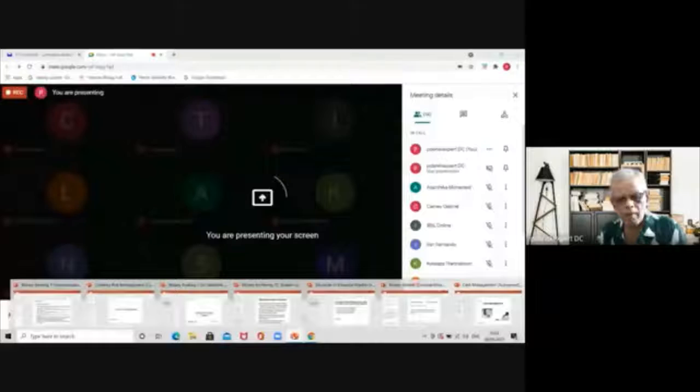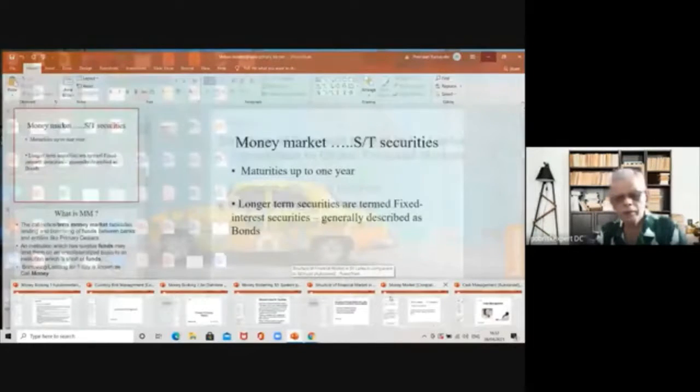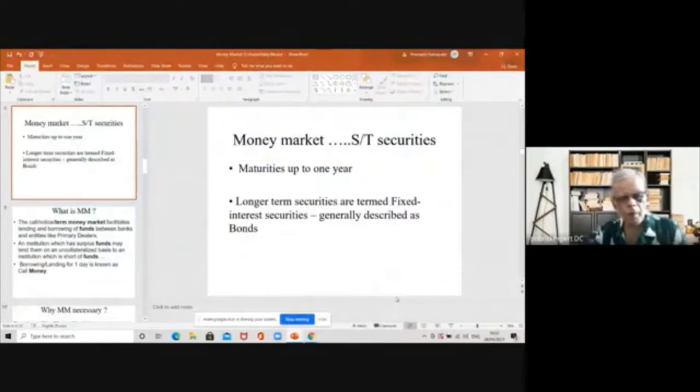So let's begin today's presentation. The money market presentation. Yesterday we came up to this slide. We discussed and compared the money market of Australia with Sri Lanka, money market of India with Sri Lanka. That is with a view to give you more information where we should be heading and what areas to be developed.